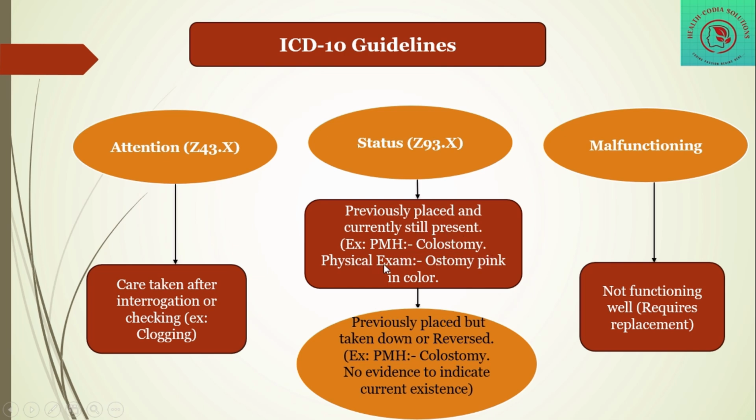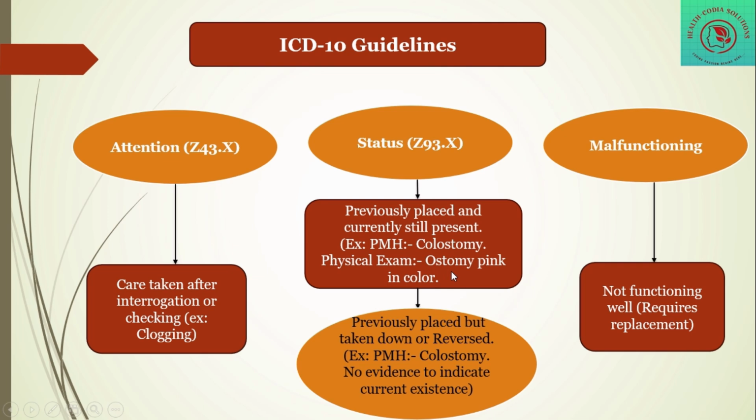All right, so how to identify that? I have given you some examples. Under past medical history, you may have colostomy performed documented, but under physical examination or any of the present evidence, it must be documented that the patient's ostomy is still present. Or sometimes you may get documentation like ostomy is pink in color or ostomy is significant. These are the terminologies you can get as present evidence of the ostomy.